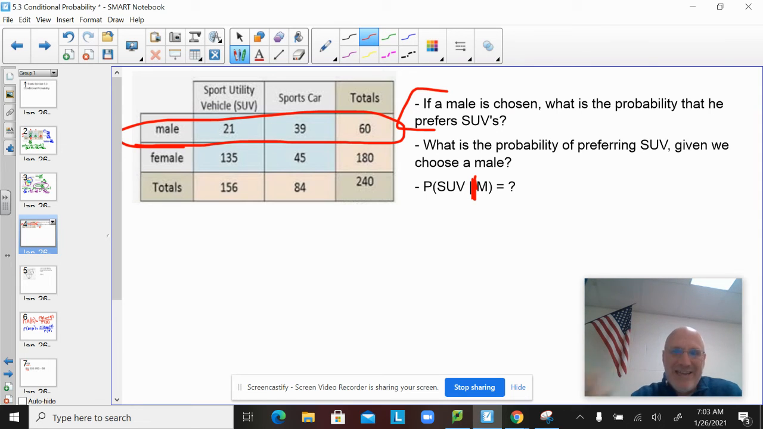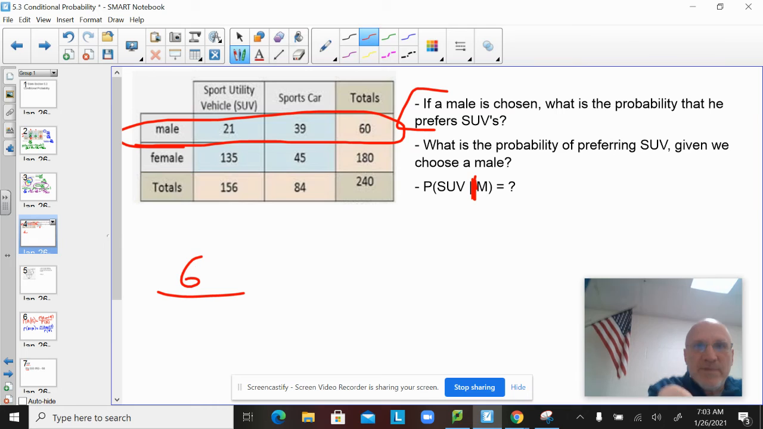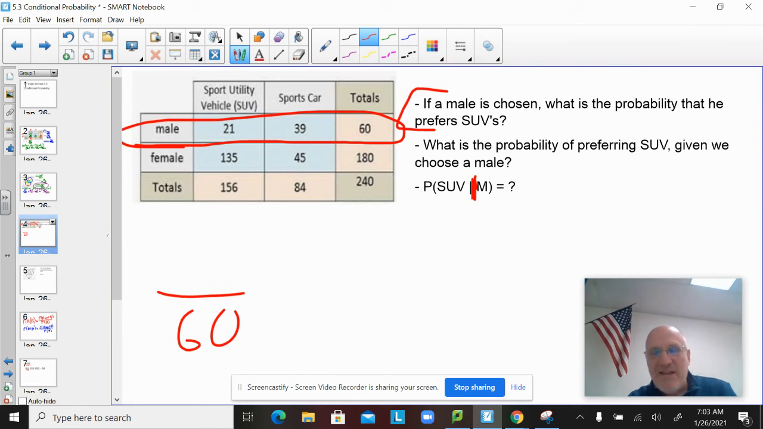What you've got to know with conditional probability is that the denominator changes. It is no longer the grand total of 240. We know we chose a male. There's only 60 males. Out of the 60, if we know we picked a male, what's the probability we picked an SUV preferrer? That would be 21 out of 60. So again, whenever you see a conditional probability, you've got to know that the denominator changes.